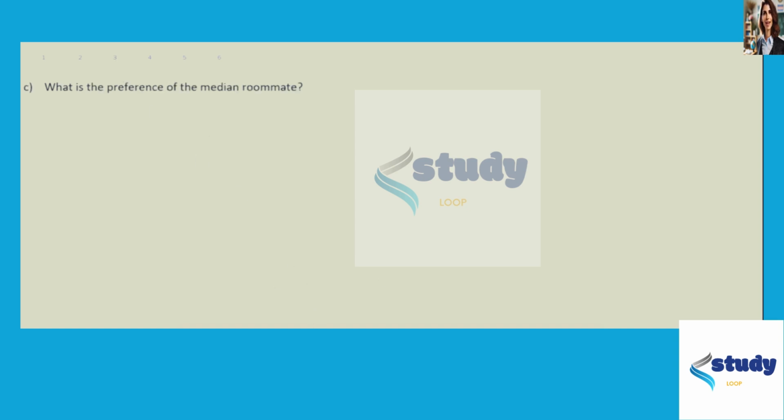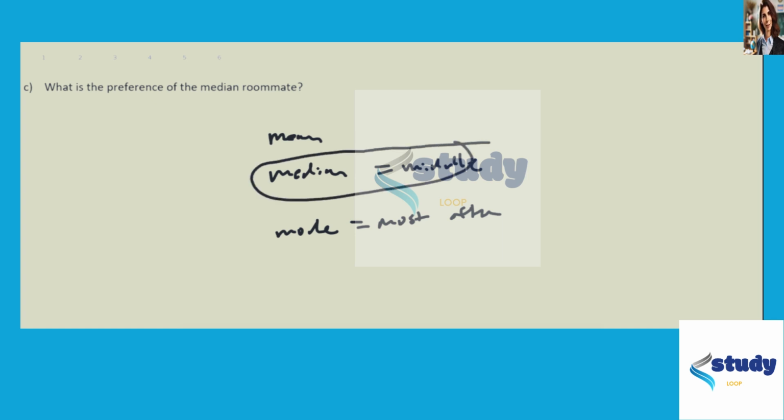The third part is then saying what's the preference of the median roommate. So the median, right, the mean is the average, the median is the middle, and the mode is the most often. And so the median roommate is going to be the one that if you lined all of them up in a row like we just did in the previous question, it's going to be the one in the middle. And so the middle one is Ridley, who preferred 2 movies.